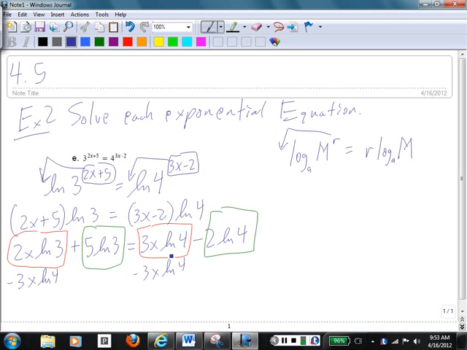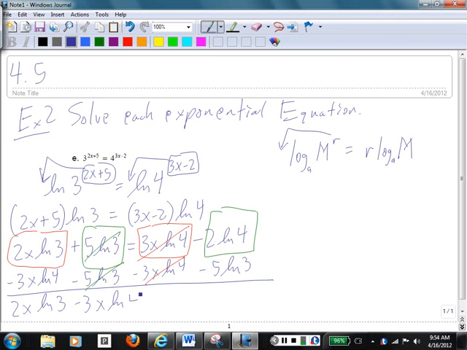And while we're at it, of course this will cancel these. Let's also subtract 5 times the natural log of 3 from both sides so we can isolate all the x terms on one side of the equation. And that will cancel that 5 natural log of 3. On the left then, we'll get 2x times the natural log of 3 minus 3x times the natural log of 4 equals negative 2 times the natural log of 4 minus 5 times the natural log of 3.